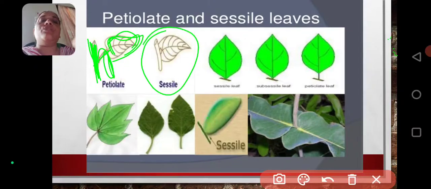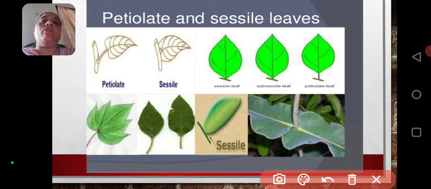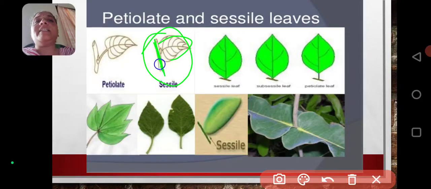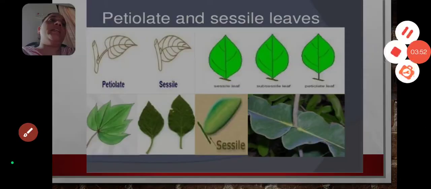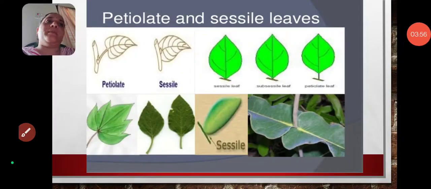Here in the picture, this is showing sessile. Sessile means the absence of petiole. Here this is the twig and this is the leaf. There is no link, no connection, no stalk in between the twig and the leaf. So this type of arrangement is called sessile, or petiole is absent. Here the leaf is directly attached to the stem.